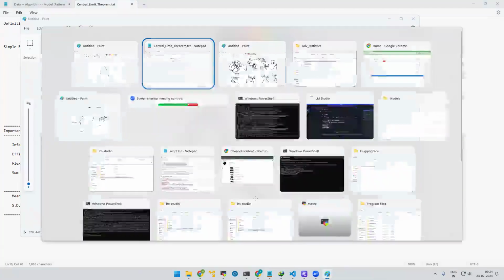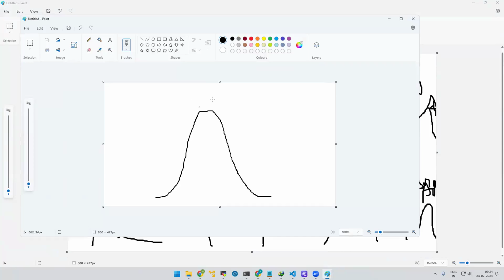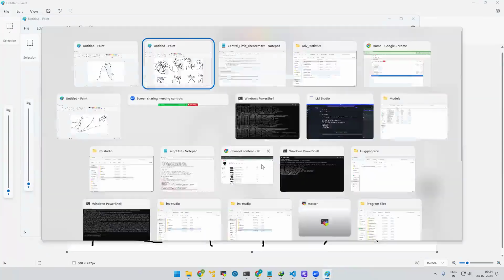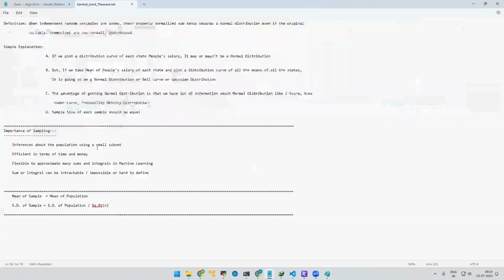So if it's not possible to have a common distribution for all the data, then if you are able to take averages and plot the graph of the averages, it's going to be a normal distribution. If we have a normal distribution, we can easily apply statistics and get a rough idea of how the data is going to be, right? Got it? That's the whole idea of this.